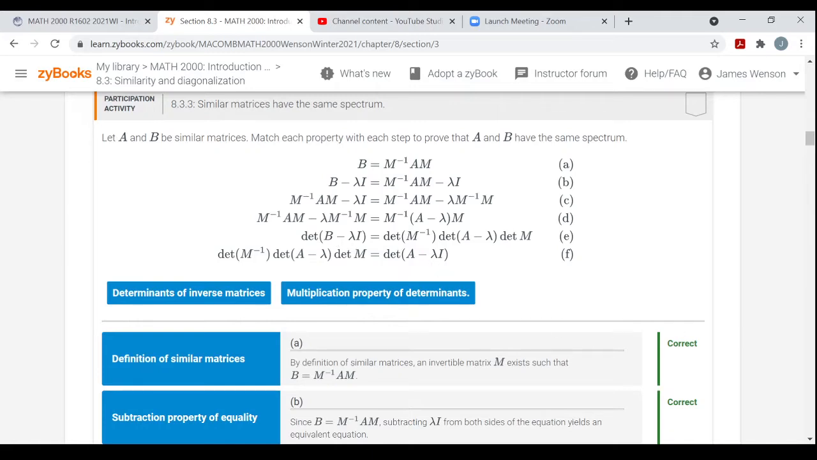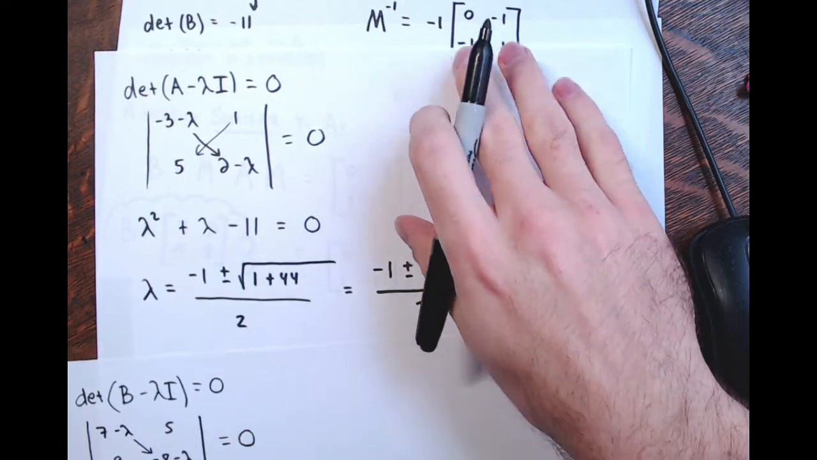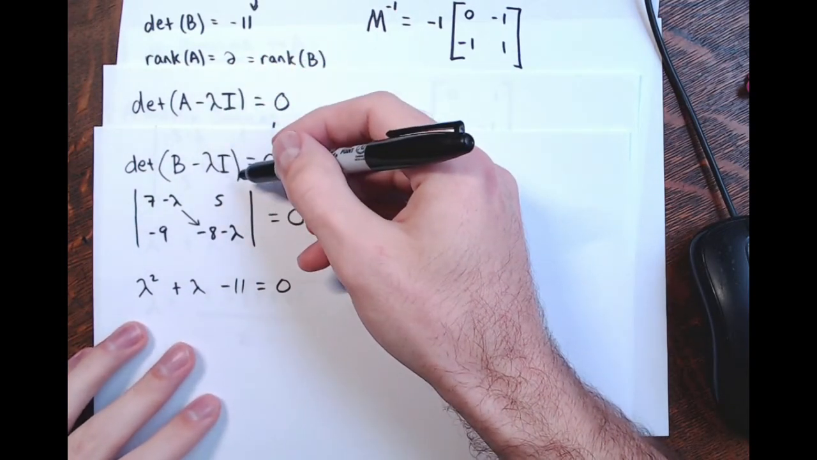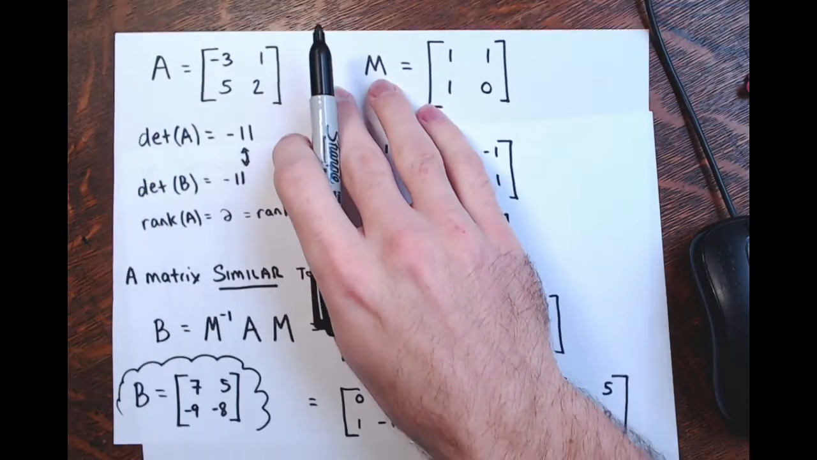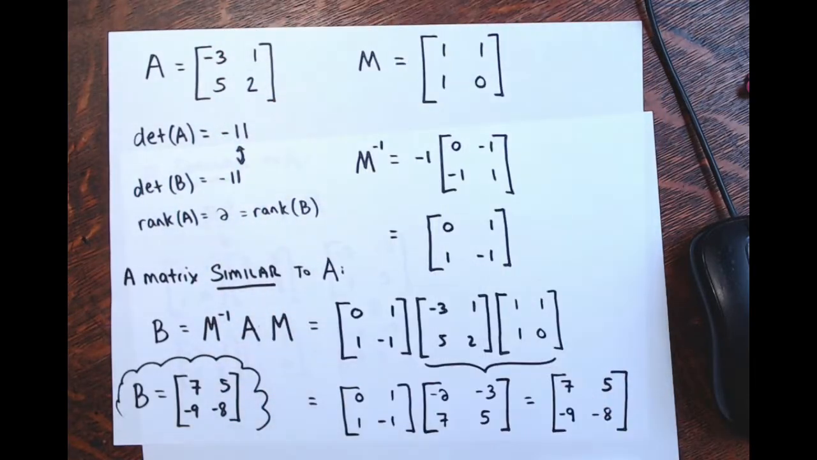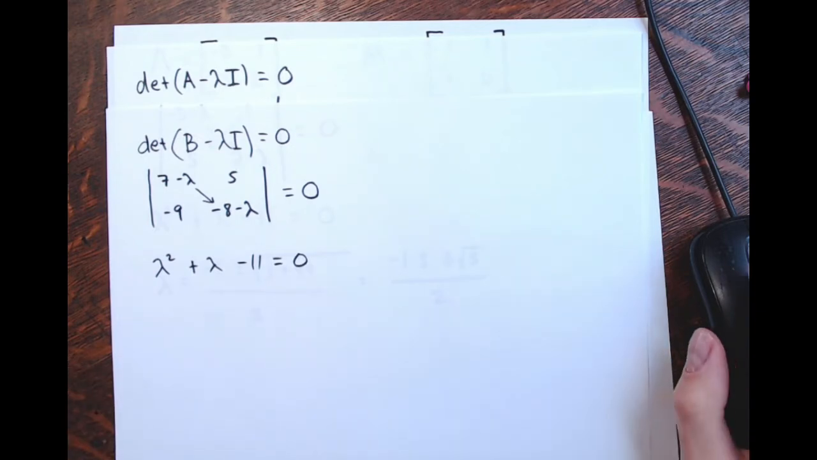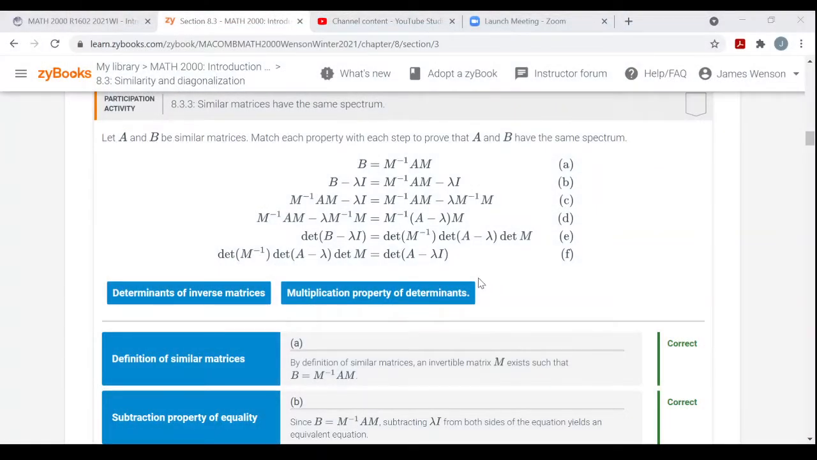And you saw an example of this, right? You saw that example here. The determinant of A minus lambda I and B minus lambda I for these two similar matrices, both of those were lambda squared plus lambda minus 11. That's just one example.